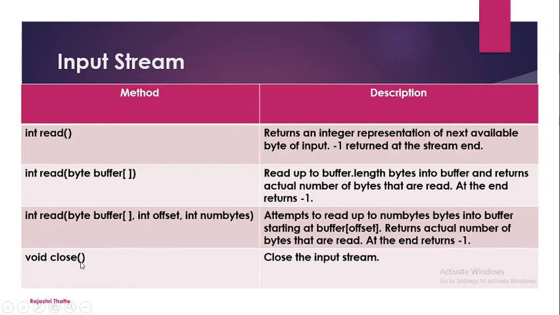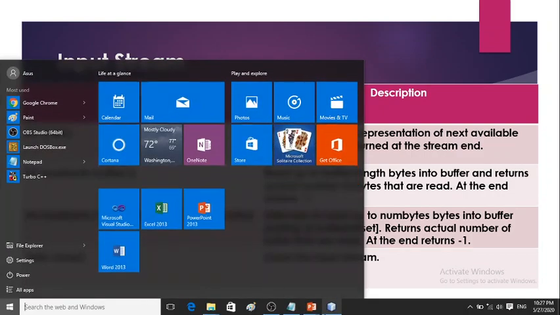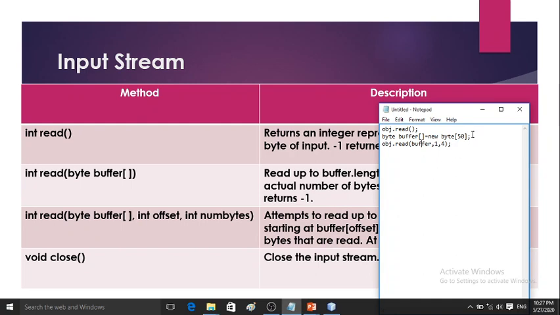Void close, again an instance method. All these are instance methods. So close input stream. Once we have finished our work with the input stream, it is better to close that stream for safety. So we can use the close method. Let us consider obj.close. It will close whatever input stream we are using. If obj is my object of any input stream class, maybe suppose FileInputStream, I can close it like this. So like this I can use this method.